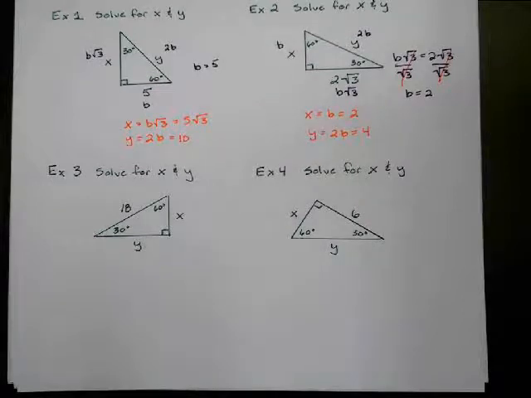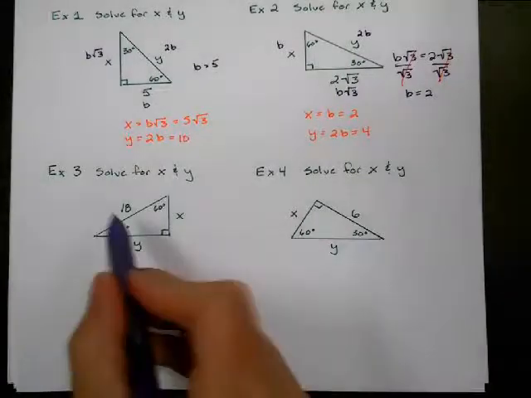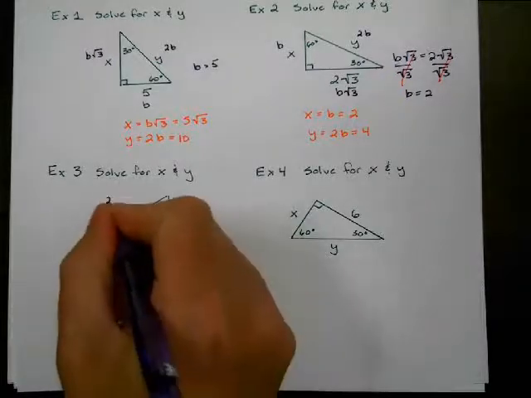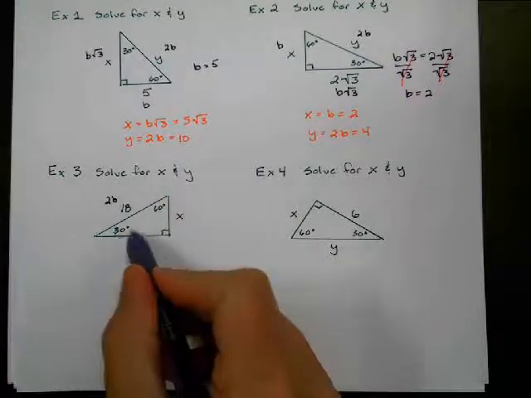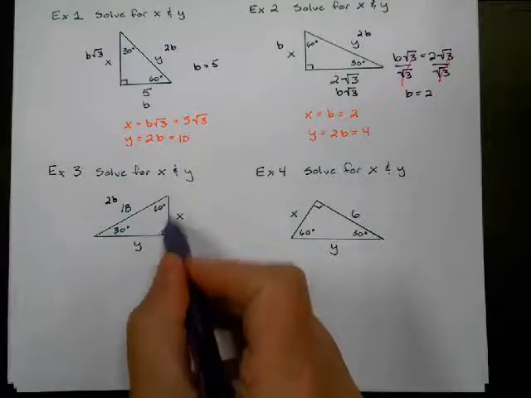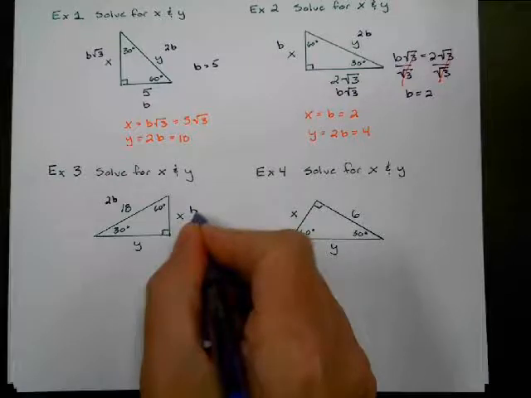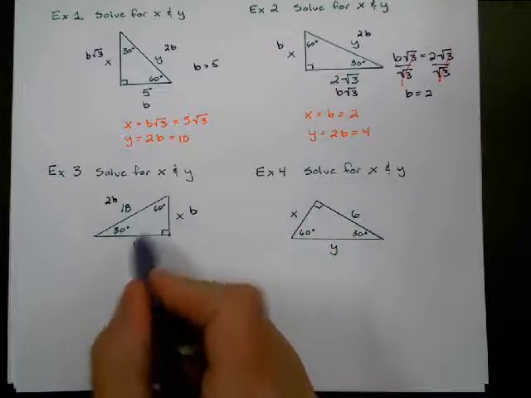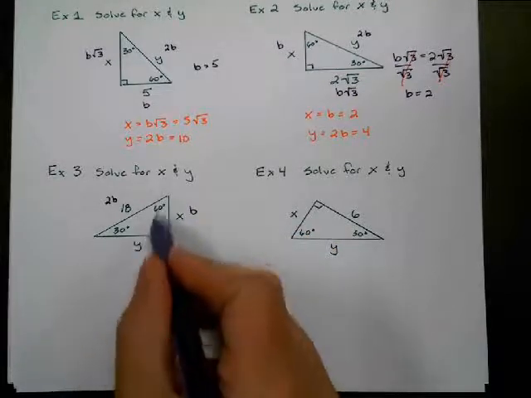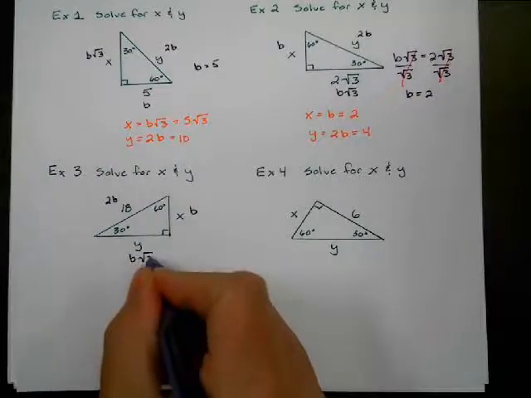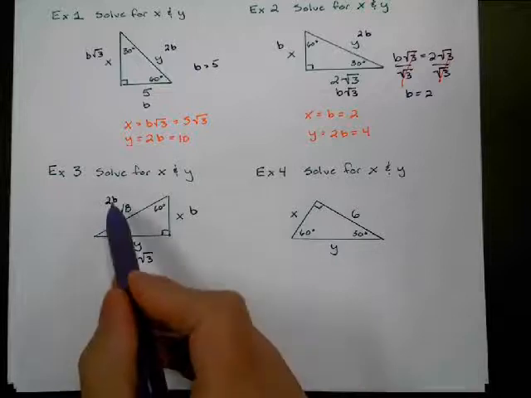Okay, again, we're going to start by labeling our sides. So the hypotenuse, that's the biggest side over here. So that's going to be 2B. My smallest leg is always going to be made by the smallest angle. So that's this side over here. That's going to be my B side. And then my biggest leg over here is going to be made by the 60-degree angle. So this is going to be B times root 3. So right now, I know that 2B is equal to 18.